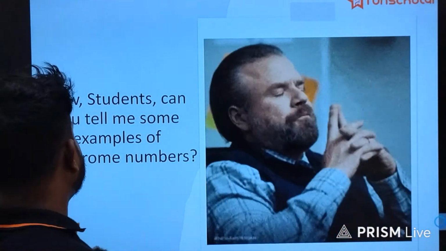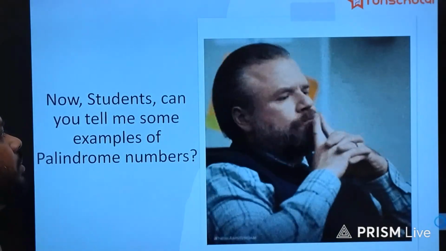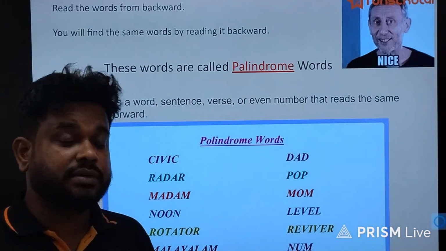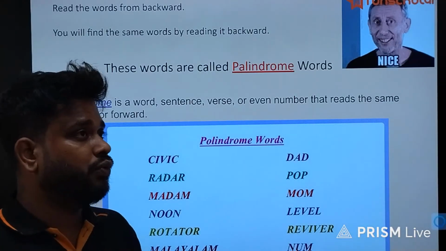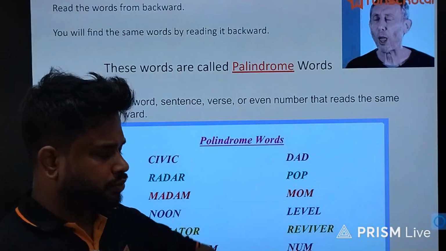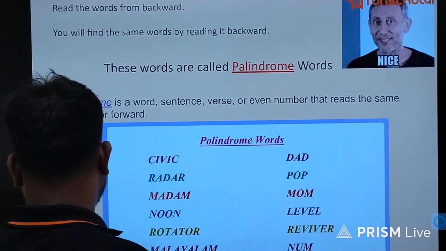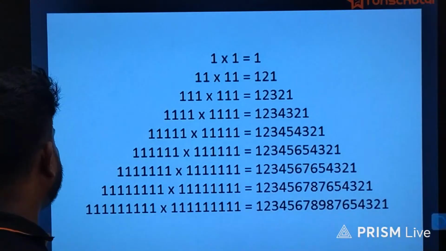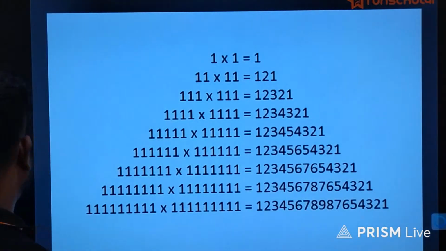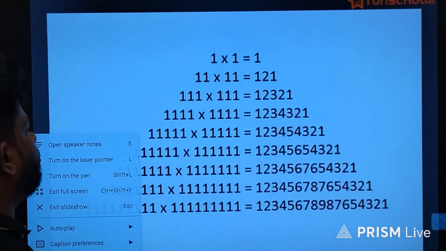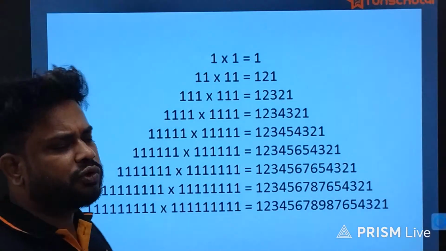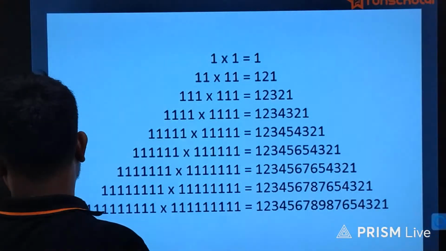Now students, can you tell me some examples of palindrome numbers? Oh, okay. One thing, this type of word is called a palindrome word, and you may have learned about this in your English literature or any other subjects. So you have to tell me what the palindrome numbers will be. So here is an example of palindrome numbers starting from 1. Okay, and we can also take another type of number, that is 646.